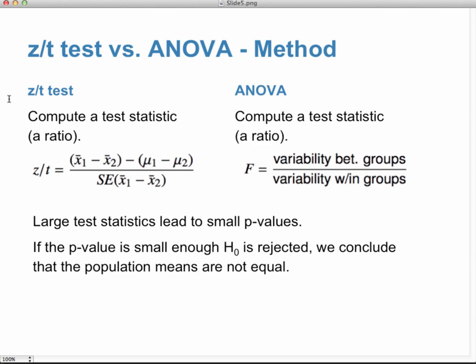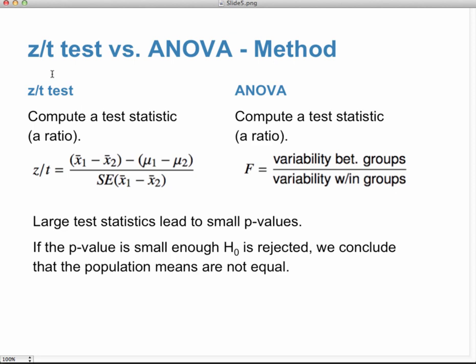So anyway, large values of the test statistic, as with the t-test, will lead to small p-values and cause us to reject the null hypothesis, where small values of the test statistic will cause us to fail to reject the null hypothesis. If the p-value is small enough, H0 is rejected, and we conclude the population means are not equal.